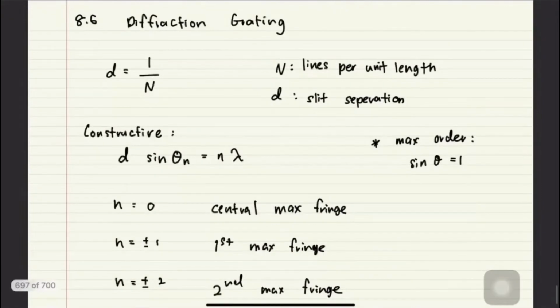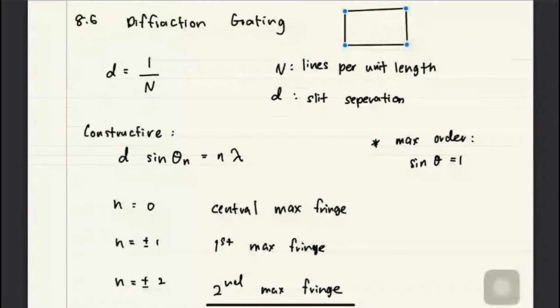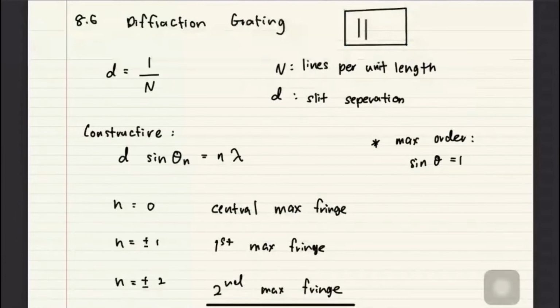Okay, the last subtopic is about diffraction grating. So diffraction grating basically, if you have a surface like this and then on that surface you have slits, many slits, many slits very close together. Okay, and when there are many slits sitting close together, that is called a diffraction grating. Okay, there is a main quantity here which is small d. Small d here represents the slit separation. That is small d.